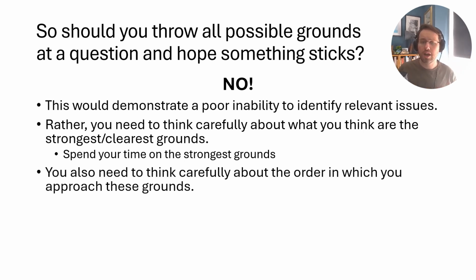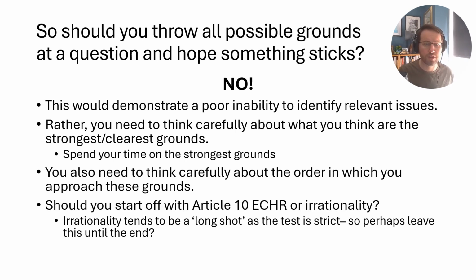Likewise, you need to think carefully about the order in which you approach these grounds. Again, putting your strongest foot forward first. Starting with Article 10, not irrationality. Well, irrationality, I like to think of it as a long shot. As the Americans would say, it's a Hail Mary throw. You're throwing it and you're hoping that it will stick. But it's a really difficult ground to prove. And so you don't start off with your weakest foot. You leave irrationality to the end. Okay, and that order in which you're doing these grounds does actually demonstrate that you have a good understanding of the law in the area.